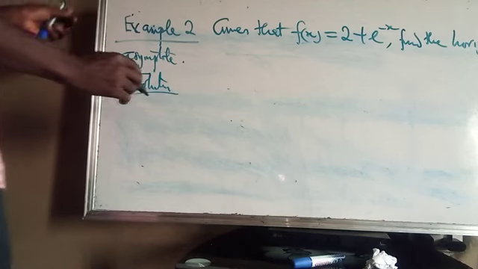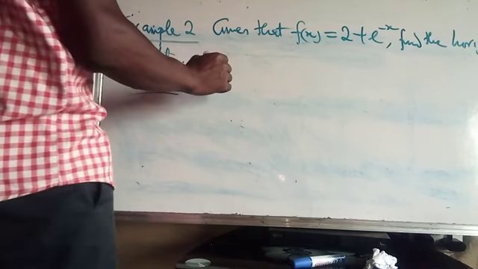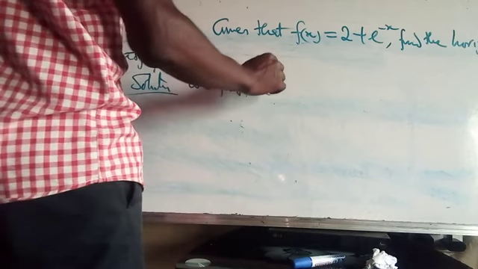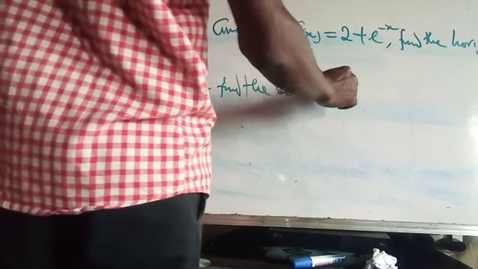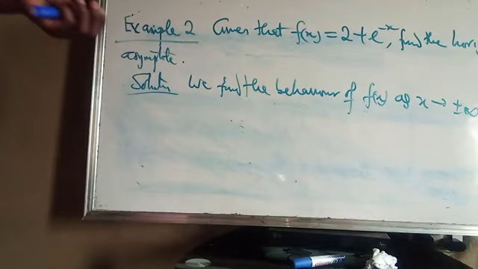It's talking about the value of y, while the vertical asymptote is talking about the value of x. Now, for us to do this, the very first thing we need to do is to take the limits. To find the horizontal asymptotes, we want to find the behavior of f of x as x tends to plus or minus infinity.